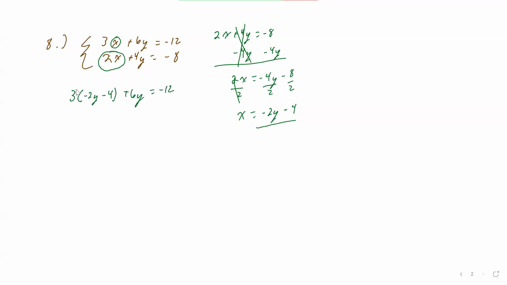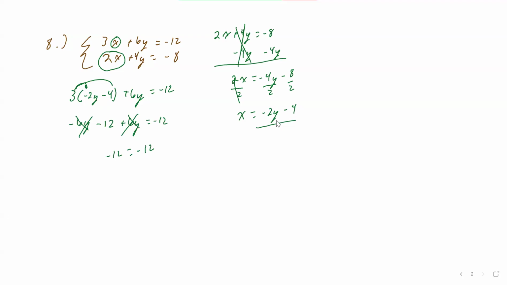Now I can easily solve for my y. Distribute first. So 3 times negative 2y is negative 6y. 3 times negative 4 is negative 12, plus 6y equals negative 12. And then negative 6y plus 6y cancel each other out, and I get negative 12 equals negative 12. When this happens, they want you to write it out as an equation.